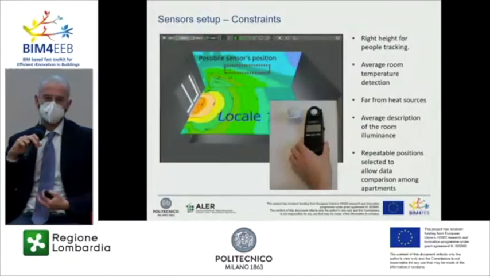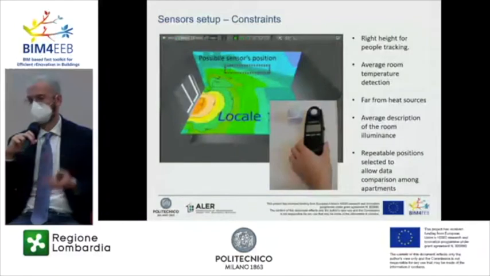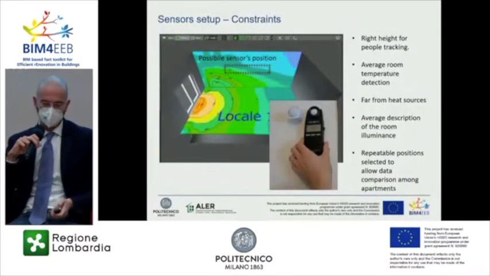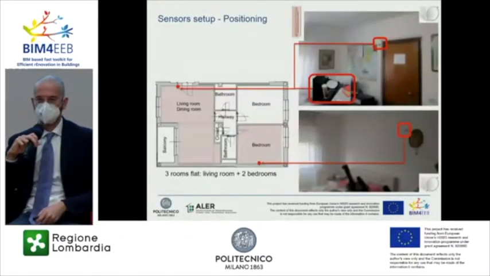Now, we wanted to really represent the average, or the so-called repeatability, of the positioning of sensors in the apartments. Inside this building, apartments look very much the same. So we looked for positions that can be used in every single apartment, so as to make comparisons considering minor differences. This means we could have the best possible description of the building.